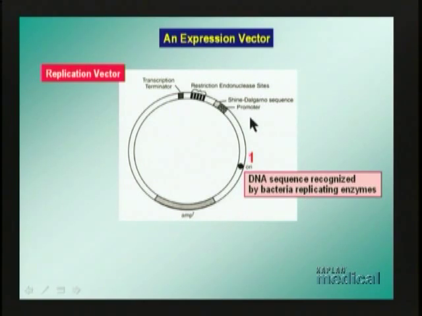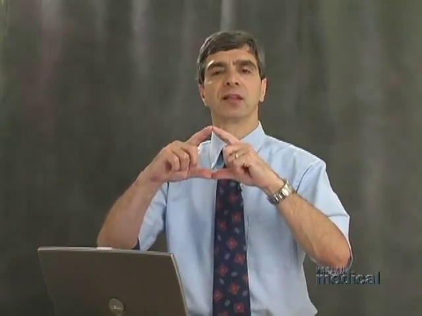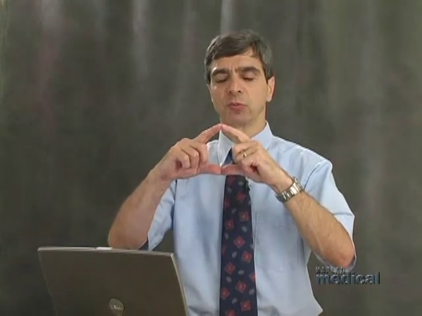The second criterion that must be met in order for a vector to be classified as a replication vector is that there has to be a single site. The vector has to have a single site for a given restriction endonuclease. A single site, not multiple sites. Now, why not multiple palindromes within this particular vector? If you have a circular bacterial vector, what would happen if you had multiple sites, multiple palindromes?